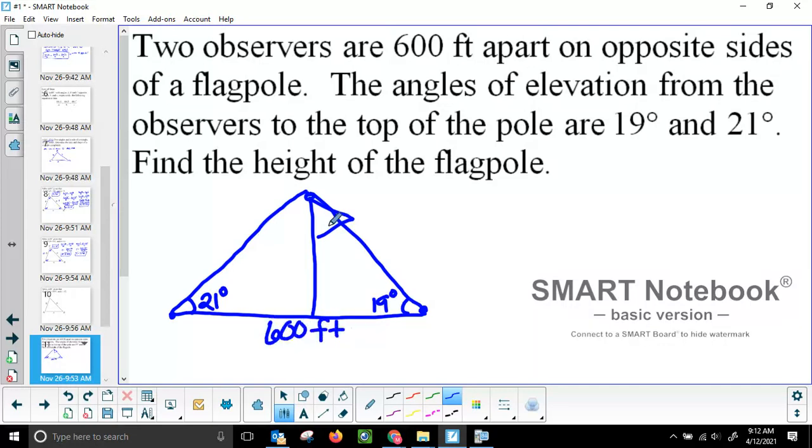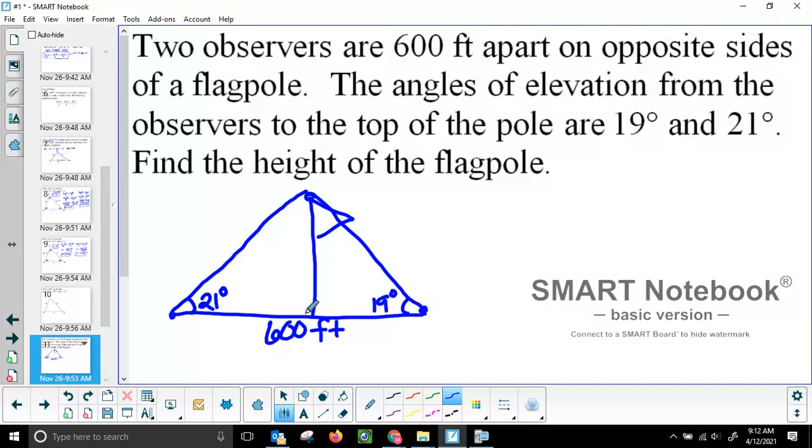Okay, now, the flagpole is not directly in the center. How do I know that? Because these angles are different. The only way that this flagpole could be right in the middle exactly is if these two were the same. If this were an isosceles triangle, it is not.